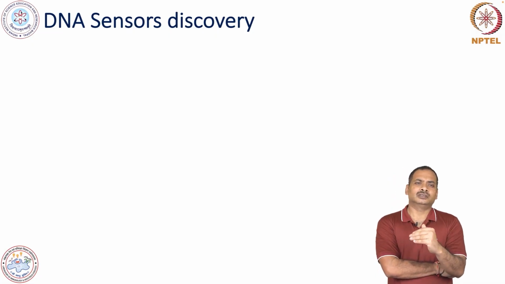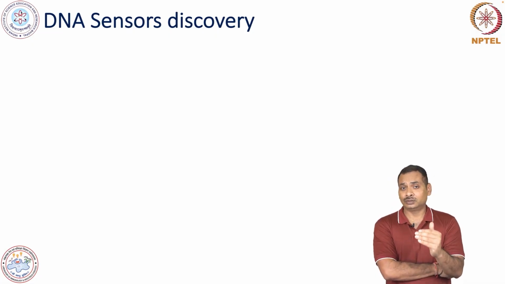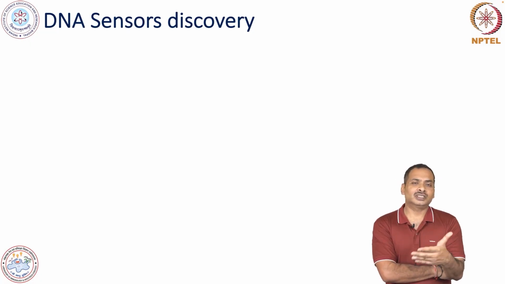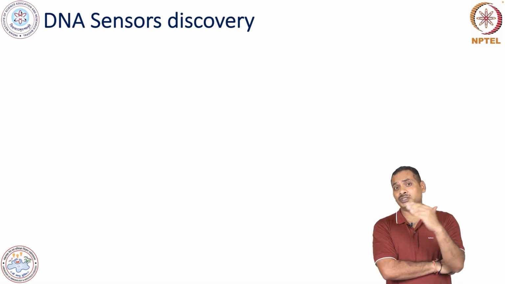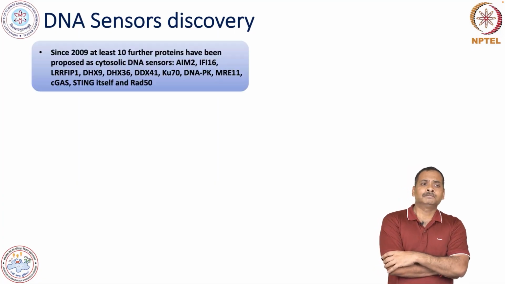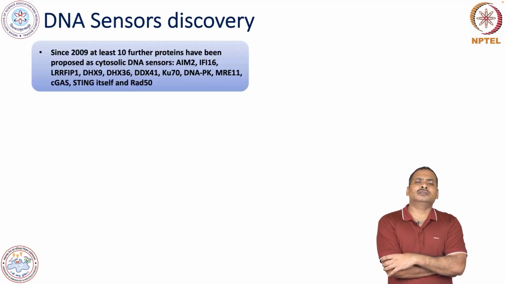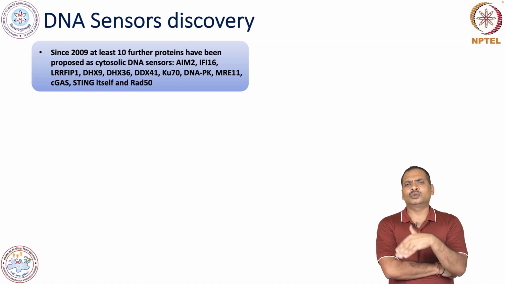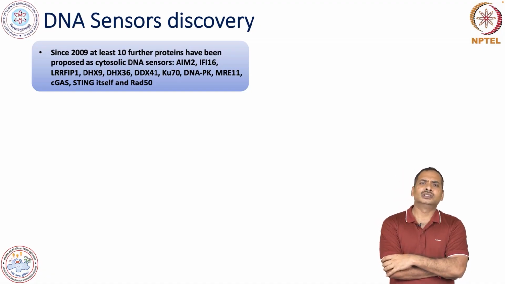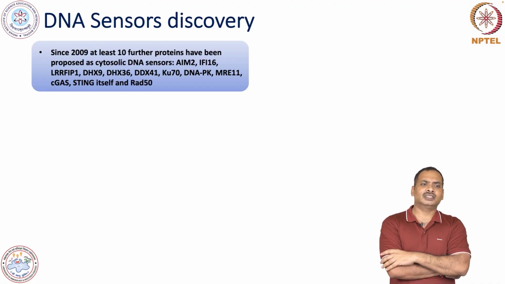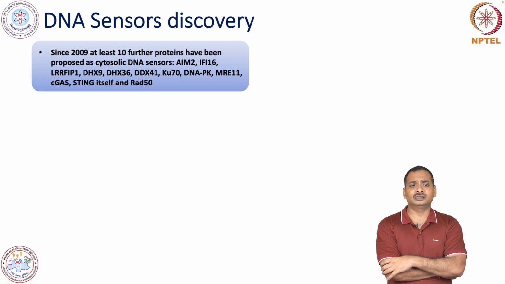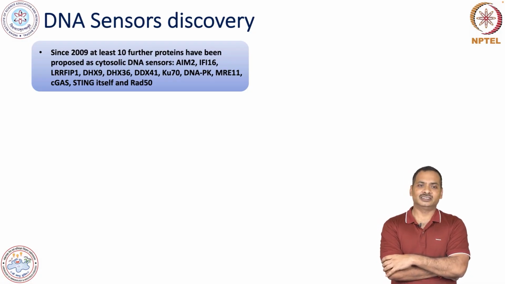DAI was not successful in vivo, so STING was quite a correct discovery, and it plays an important role upstream of TBK1. Since then, a lot of work was performed, and there was a discovery of various DNA sensors. Here you can see that since 2009 at least 10 proteins have been proposed as cytosolic DNA sensors.